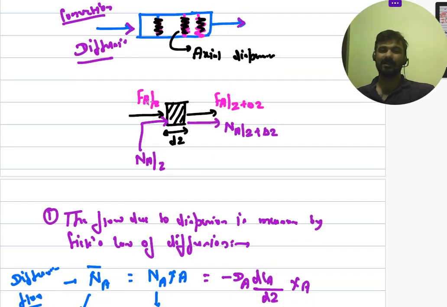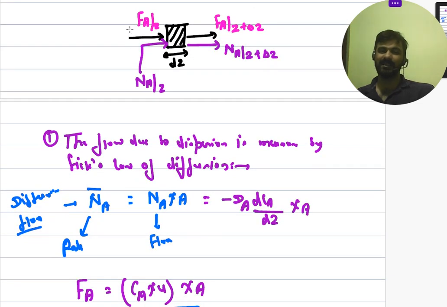So if I apply the tracer balance in a small thickness element dz, at z equals 0, two different kinds of flux will be there: the convective flux and the diffusive flux. So NA is, let's say, your convective diffusive flux, and FZ is a convective flux. If I apply both of these flux balances here, at z equals 0, NAZ and FZ are there, and at z plus delta z, FZ plus delta z and NAZ plus delta z will be there.